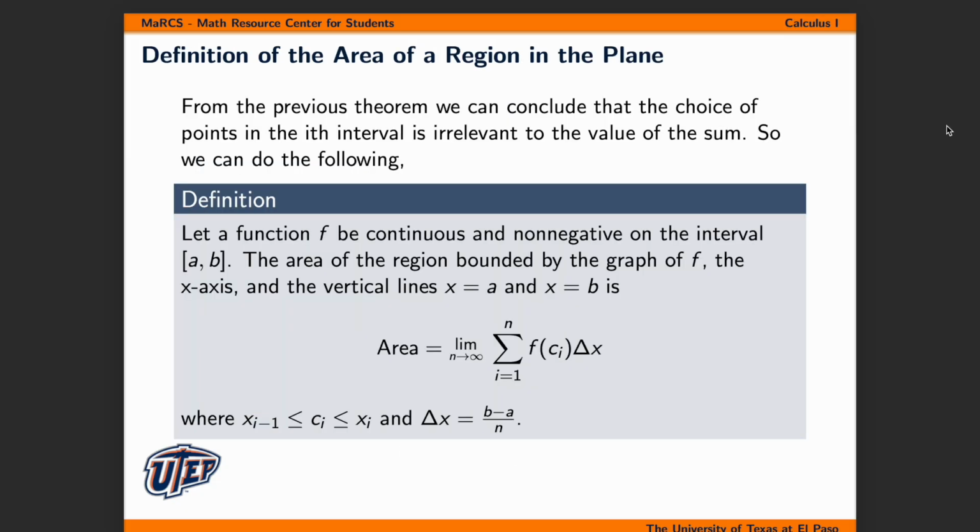So from the previous theorem, we can conclude that the choice of points in the ith interval is irrelevant to the value of the sum. So we can do the following.